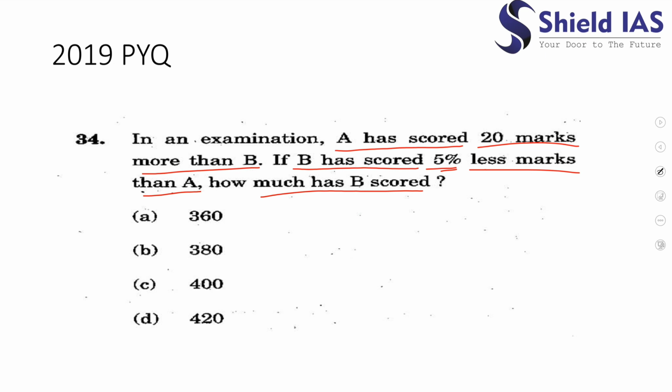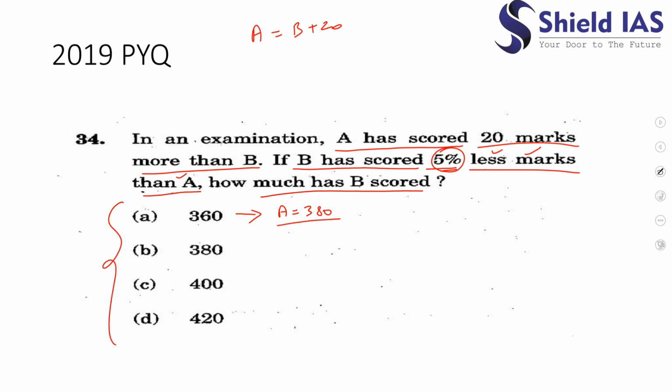In an examination, A has scored 20 marks more than B. So A is B plus 20. If B has scored 5% less marks than A, how much marks has B scored? So in this we will be cross checking our options. Let B be 360. We have assumed that this option is the right answer. So what would be the marks of A? A would be 380.